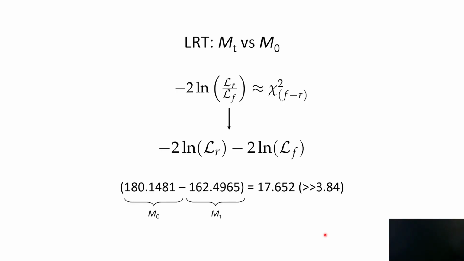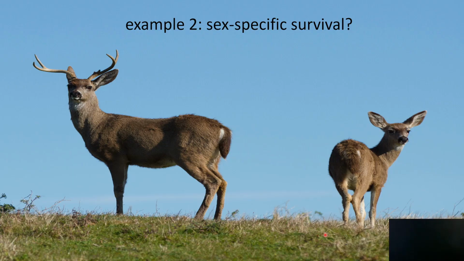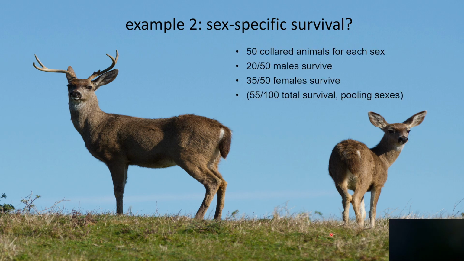Now, let's look at another example, and then we're going to look at some computer code. So here we might be working with deer. So here's a male deer and a female deer, and we might have a biological interest in the question of whether male deer and female deer have different survival probabilities. Okay, so we do a study.